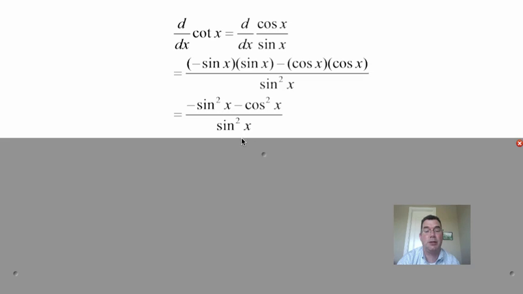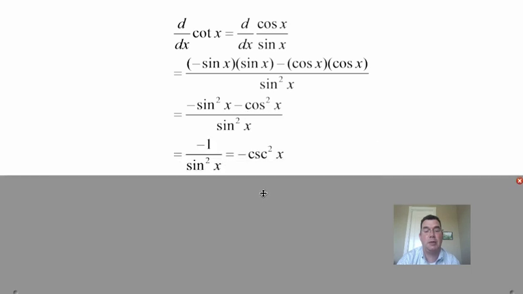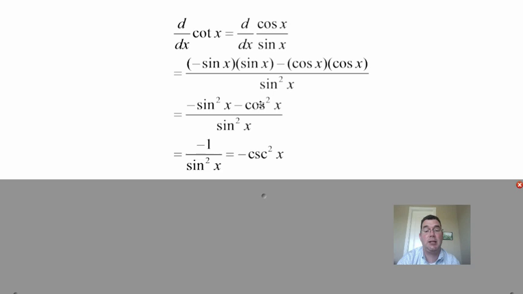Now please don't think that you can cross out those sine squareds. You can't, because this sine squared is being added or subtracted to something else. So since sine squared x plus cosine squared x is equal to 1 according to a Pythagorean identity, that means the opposite is also true, which is that negative sine squared x minus cosine squared x is equal to negative 1. And sine squared x can just stay as sine squared x. So the whole thing is equal to negative cosecant squared x.